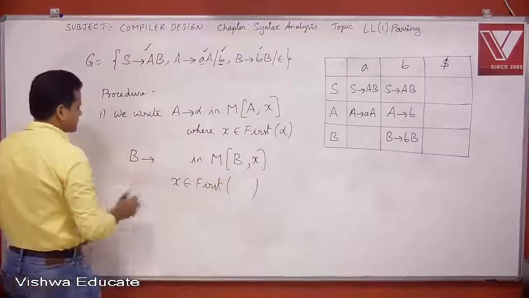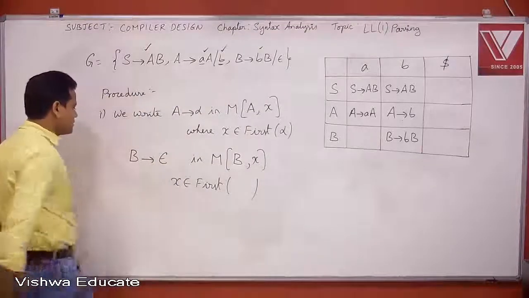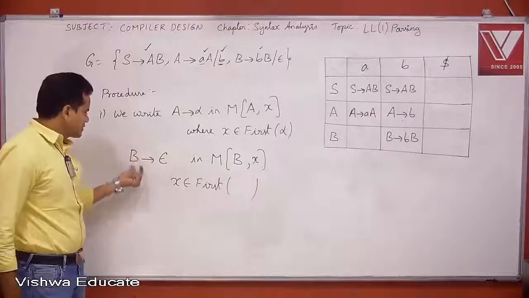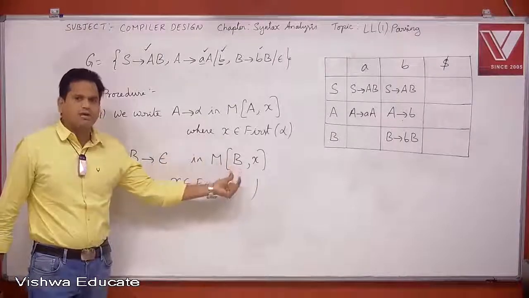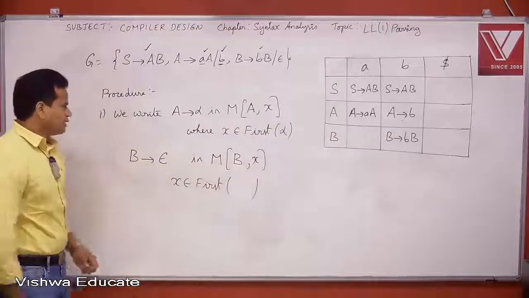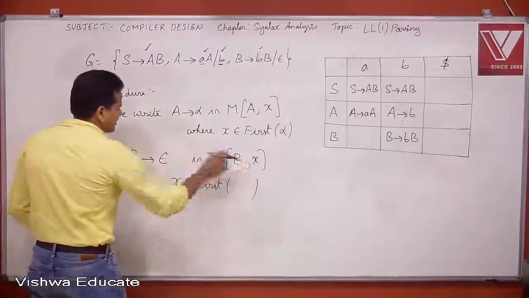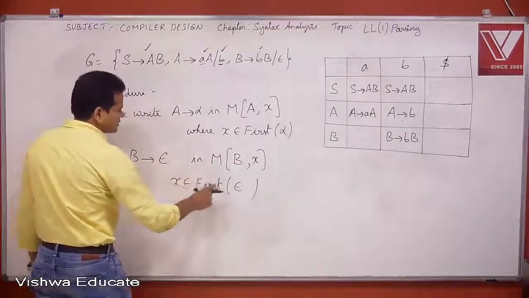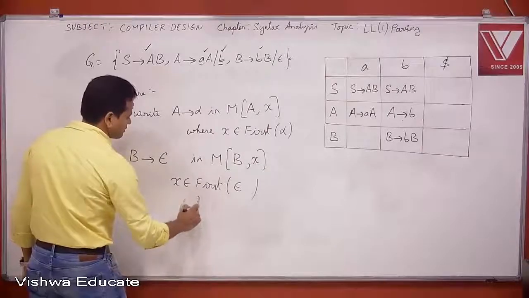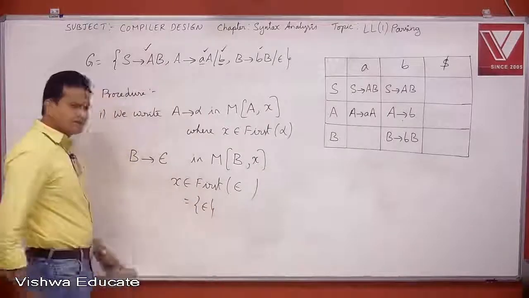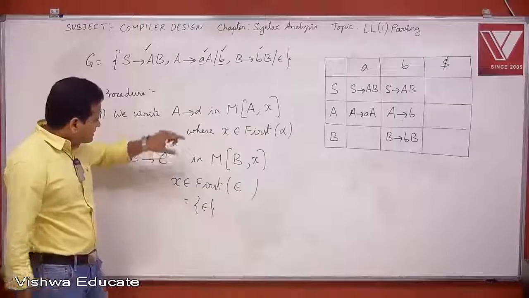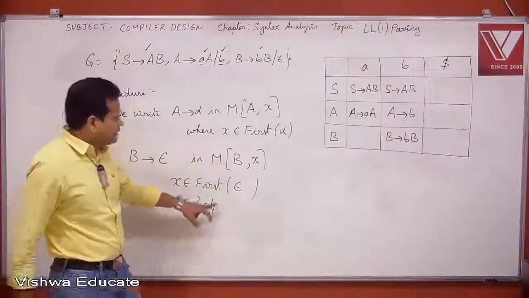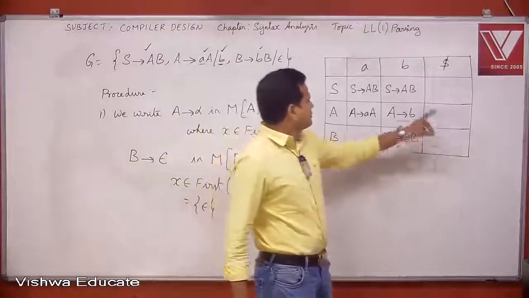The last production, B derives epsilon. Again, this is the production of B. So we must write in the Bth row and Xth column. What is X? First of alpha. What is first of alpha? Here alpha is epsilon. First of alpha is first of epsilon. First of epsilon is epsilon. So we must write this production in the Bth row and epsilon column.